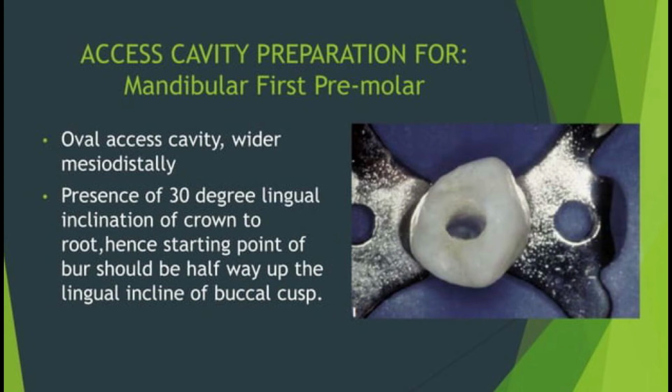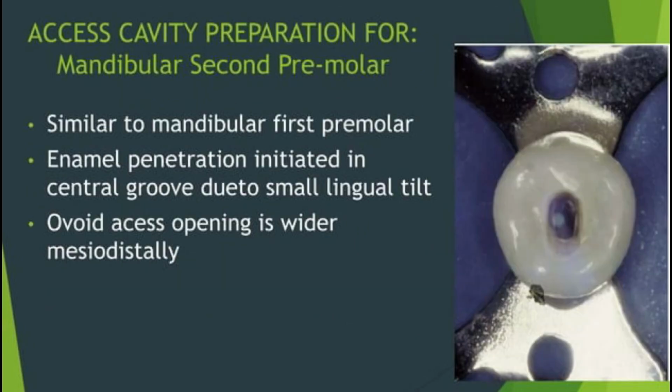In the mandibular first premolar, there is a 30-degree lingual inclination of the crown to the root. So the starting point of the burr should be halfway up the lingual incline of the buccal cusp. That is important to remember while preparing the access cavity for the mandibular first premolar. The access cavity for the mandibular second premolar is similar to the mandibular first premolar. The enamel penetration is initiated in the central groove due to the small lingual tilt.